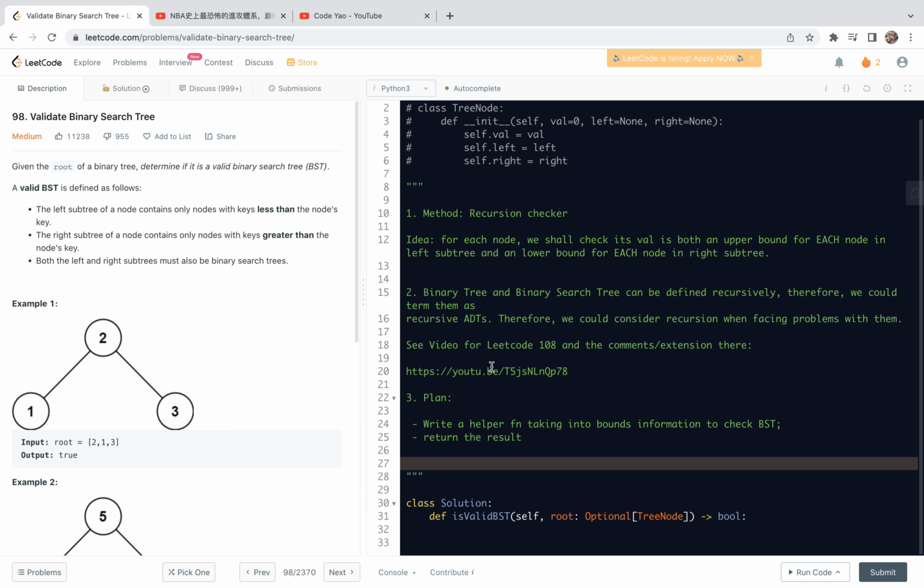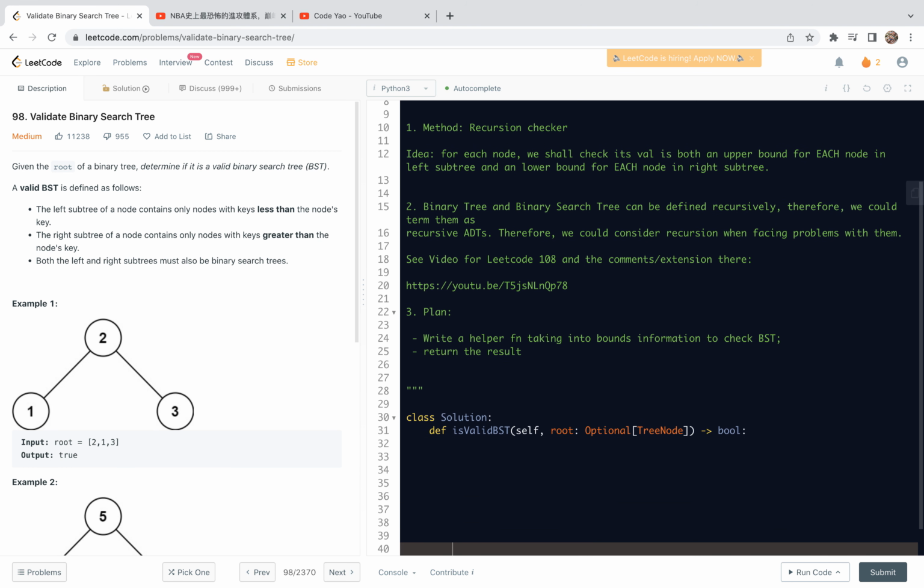So the plan for this video is the following. First, we are going to write a helper function taking in bounds information to check BST. These bounds take into consideration the idea we specified in item 1. And then we prepare the return. So let's look at the code now.